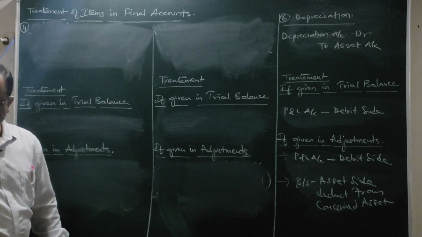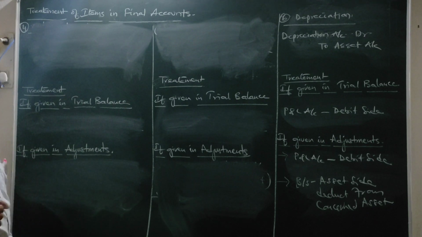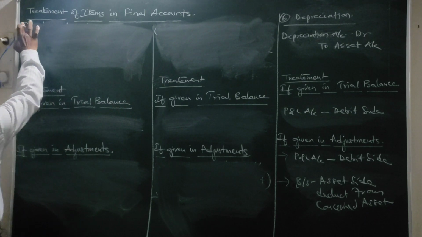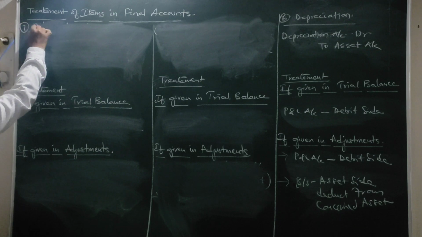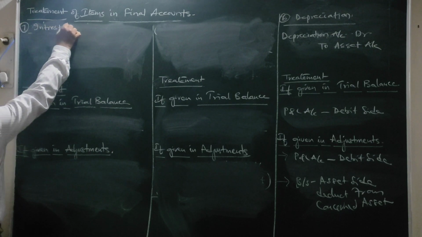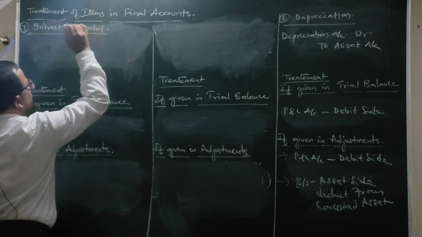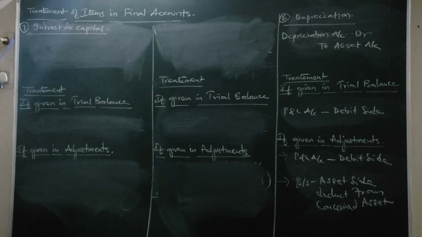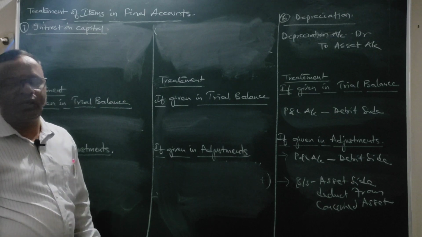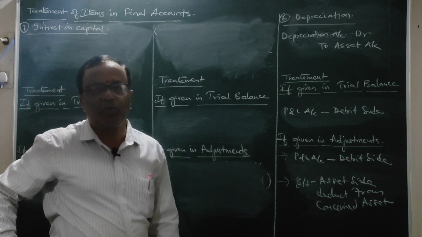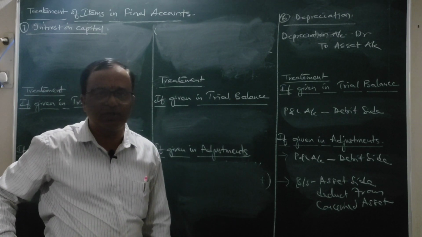See, after depreciation, we will discuss interest on capital. So this is our seventh item, interest on capital. What is the meaning of interest on capital? As you are aware, capital is the money or any particular assets which the proprietor has brought into the business to commence the business.